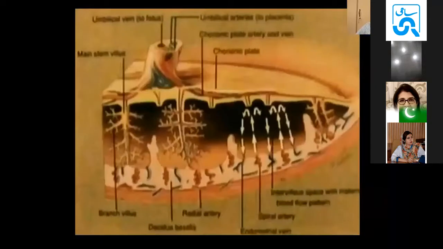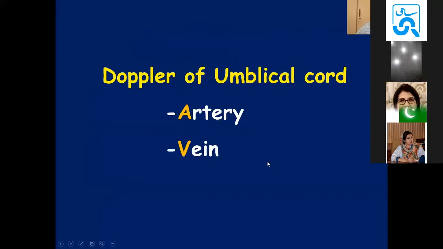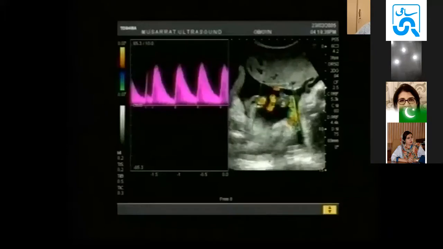And you're aware of this slide, everybody has seen it. This is the umbilical cord, the chorionic plate, the exchange of blood, and the uterine wall. So this is what we are talking about. Doppler of the umbilical cord includes artery and vein. Artery, of course, we have already told you that we take the sample gate from the artery and we look for peak systolic, how fast it is moving, and the diastolic, how much is moving in that vessel.